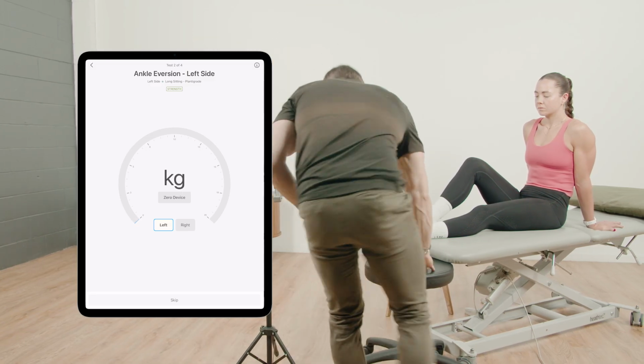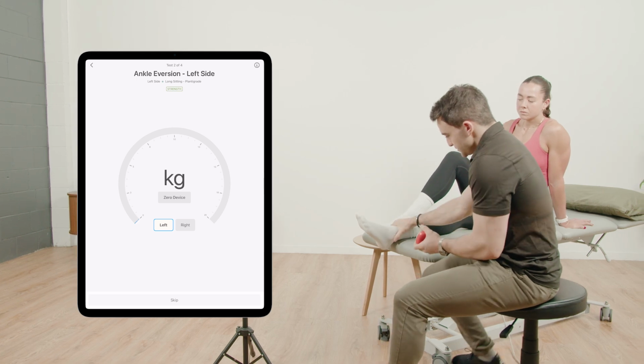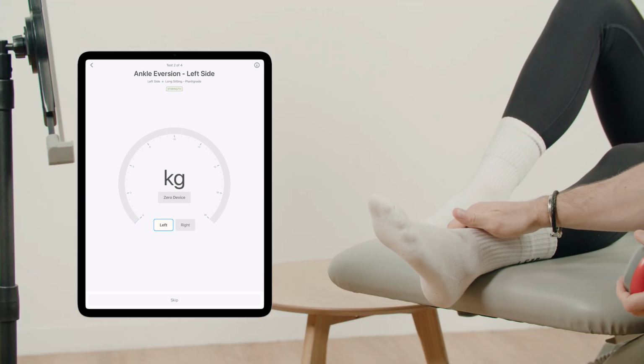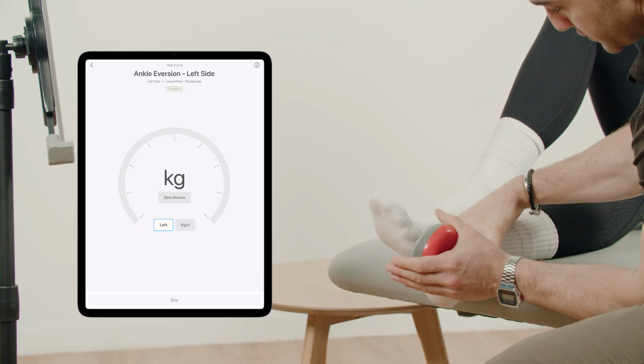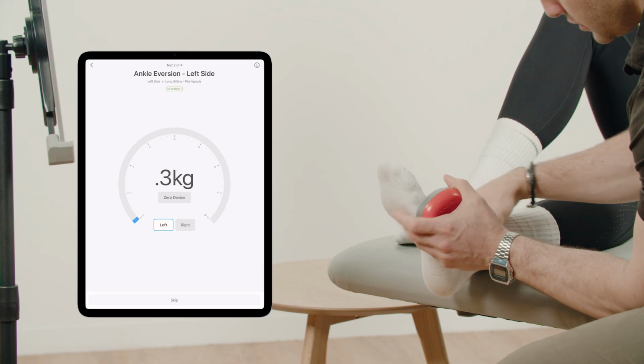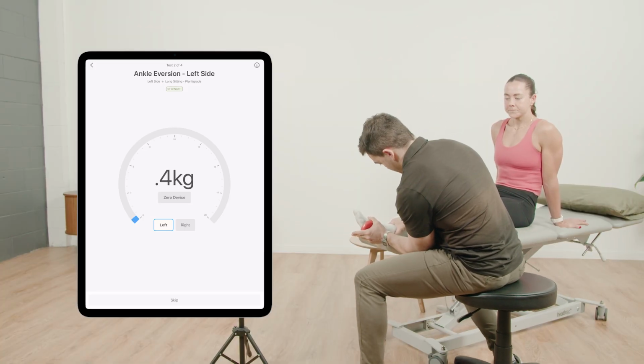Get myself into a good position. I'll probably switch my hands for this one as well. So similar setup. My hand is supporting just proximal to the medial malleolus in this case. I've got my elbow locked into place, ankle in a neutral position, and then from here, I'll have the same instructions. So Sammy, what I'm going to have you do is push in as hard and as fast as possible.